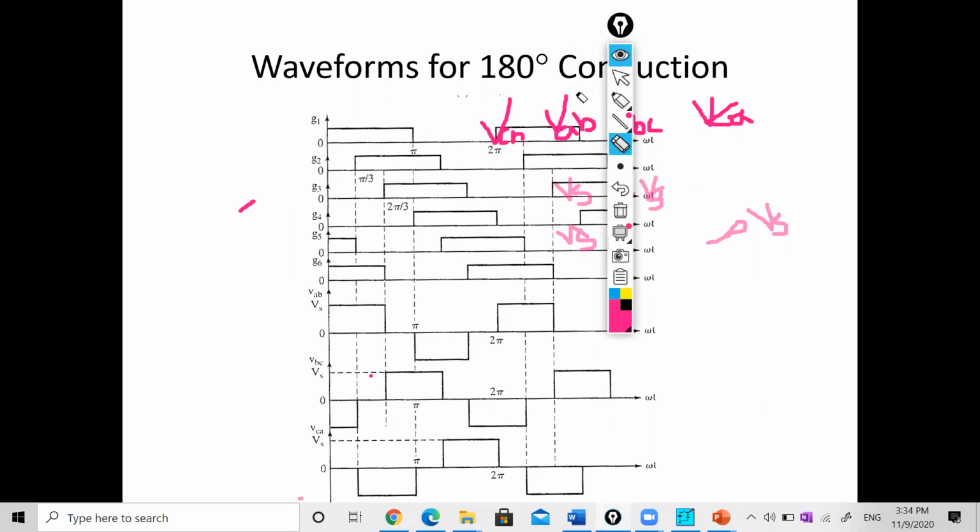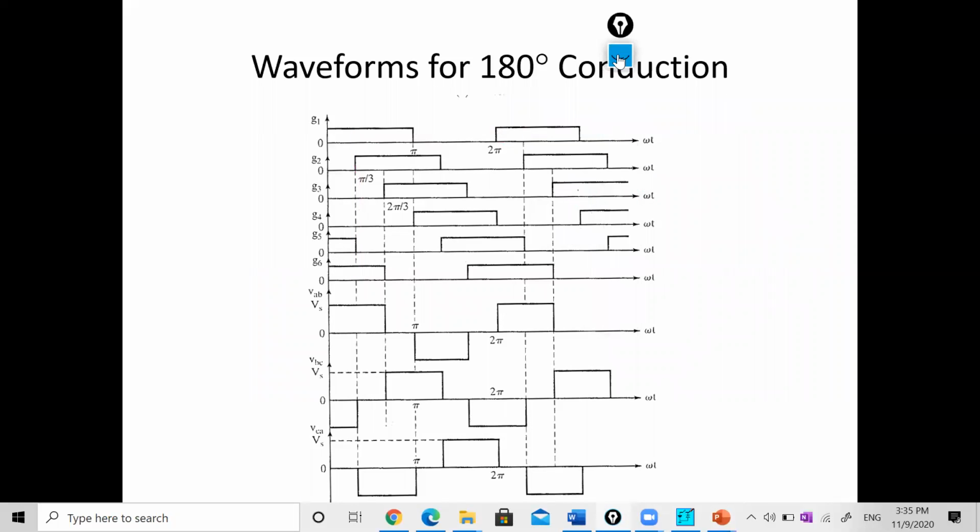This is from 0 to 60 degree. During this period, which transistors are conducting? These are Q1, then Q5 and Q6. It is just like the sequence we followed in our three-phase converter. We have seen its practical as well, where this was our sequence, 1 2 3 4 5 6. Likewise here 1, 5 and 6, these three transistors are conducting.